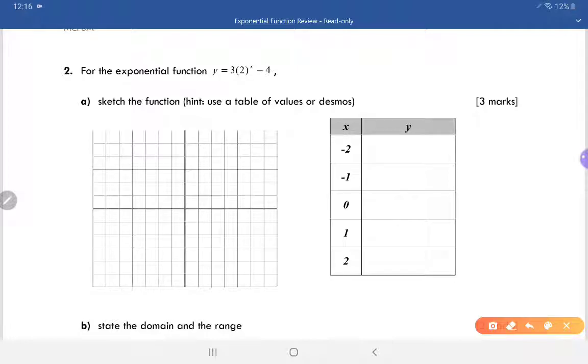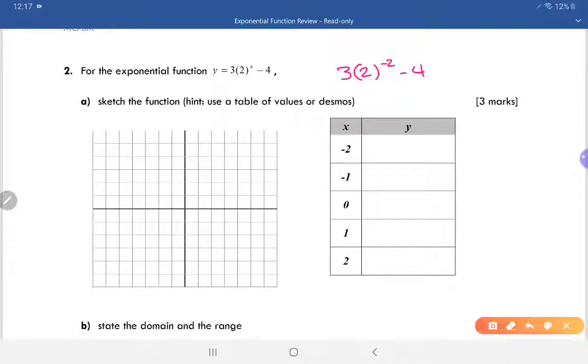With any graphing, if you want to do a table of values, all you're doing is simply taking that negative exponent and putting it into the equation. So 3 times 2 to the negative 2, subtract 4. You can do this step by step on your calculator.